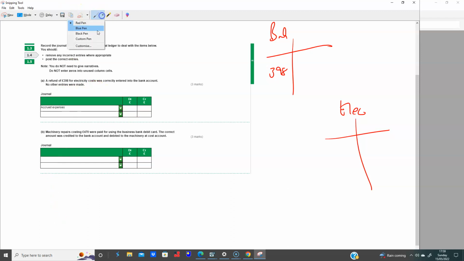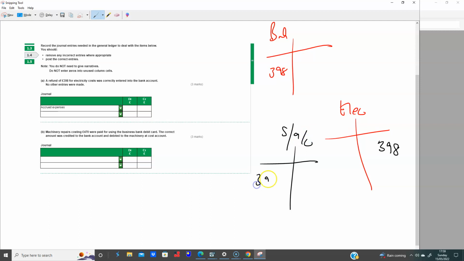So I'll just change my pen color. The fixing of this problem is to put that 398 in there, and in the suspense account, you'll have 398 on the other side. By the way, you don't need to know this. I only put that there so you could understand what the opposing side would have been. There's no issue with the bank at all. It would have been debit bank and credit electricity, but electricity wasn't put in. So we now need to credit electricity because it's a refund, reducing the expense of electricity, and debit the suspense account. That's the first one.